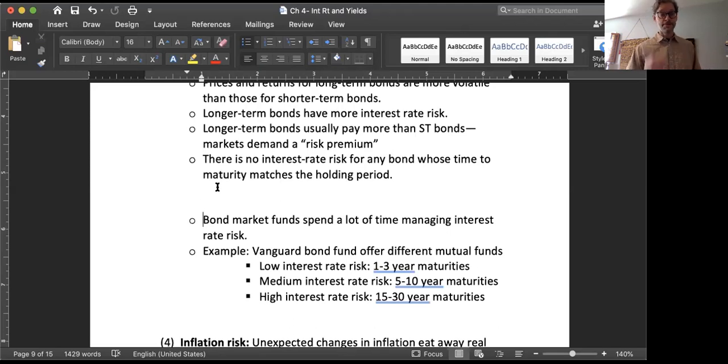Okay, so this is one of the things that managers of bond funds have to think about. What's the mix of maturities in my fund? Because the longer those maturities are, yeah, I'm going to get higher returns, but I'm also going to take a lot more risk.